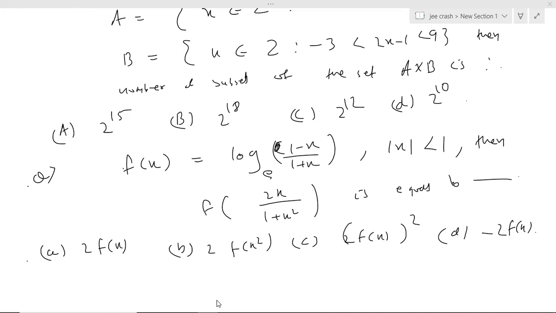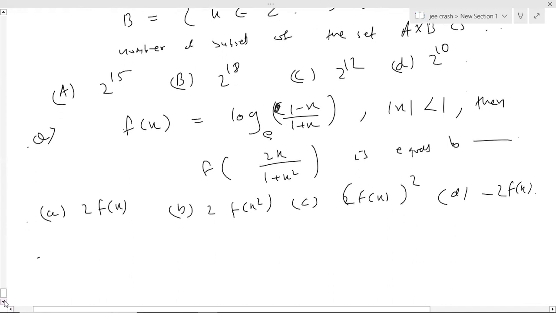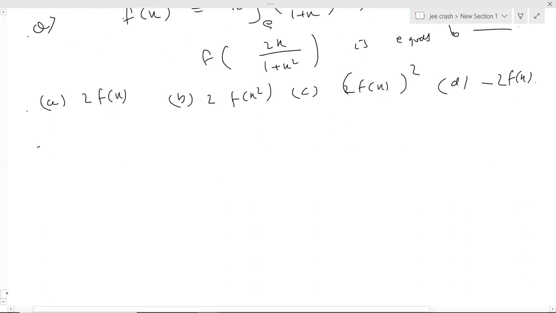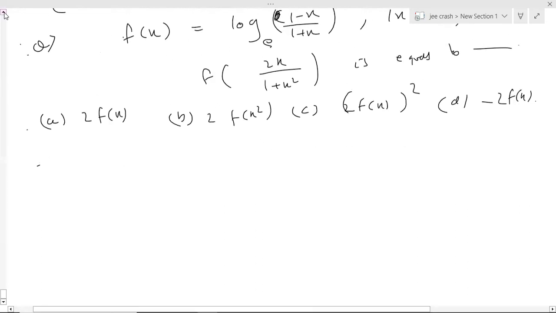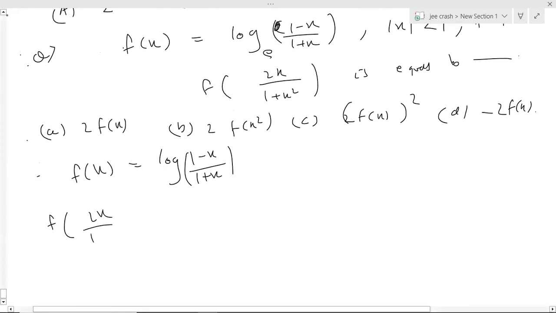No, Aditya, please check the calculation again. Let me solve this. f of x is log of (1 minus x) upon (1 plus x). We have to find f of 2x upon 1 plus x squared. So very simple, just put it here.